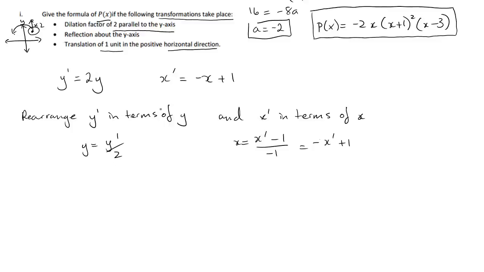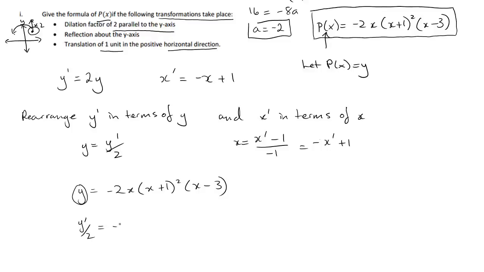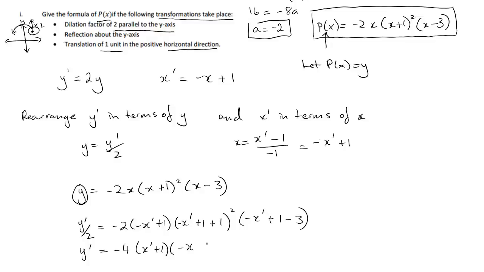Okay, so now finally we have to replace our old values. What we're going to do is let P(x) equal y, and the old equation was this. Now we're going to replace that with y dash over 2. Okay, and we multiply the other side by negative 4. And that becomes negative 2.